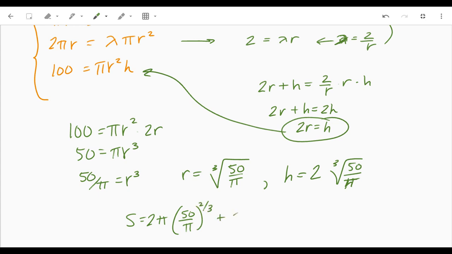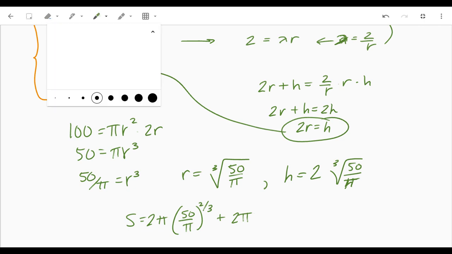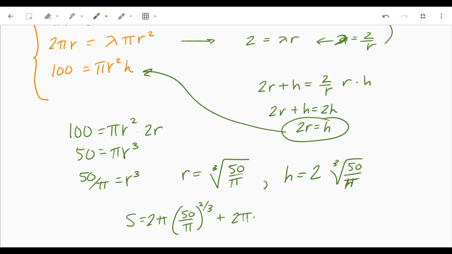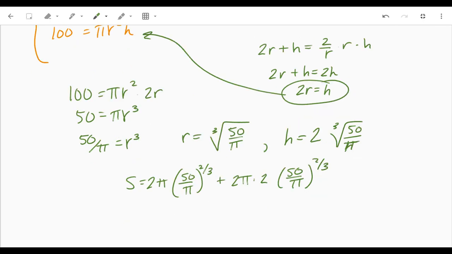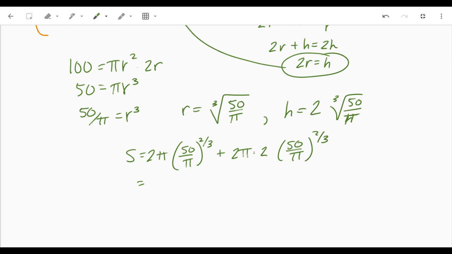2 pi r squared plus 2 pi r h. So 2 pi, I'm going to get the 2 from the h, and then that would be 50 over pi to the 2/3. So we'd have 4 pi, so it'd be 6 pi, 50 over pi to the 2/3. Okay, you could use your calculator to get the decimal for that, but there you go.